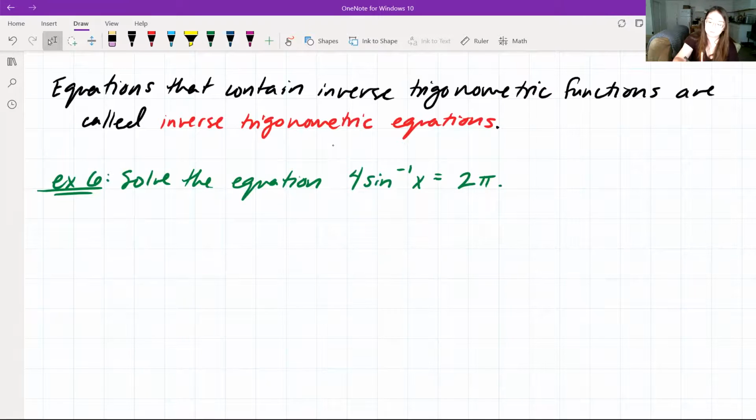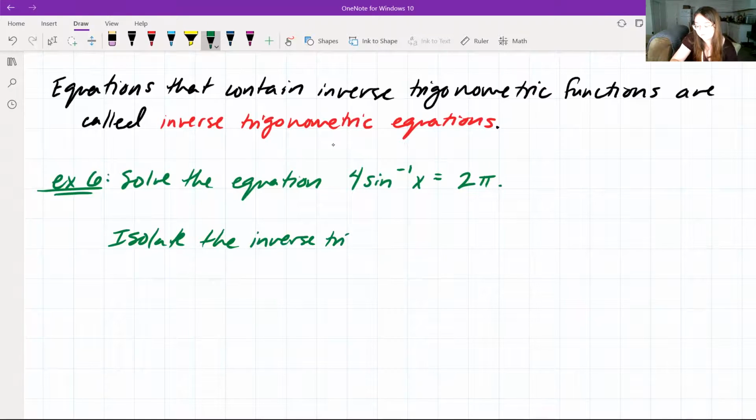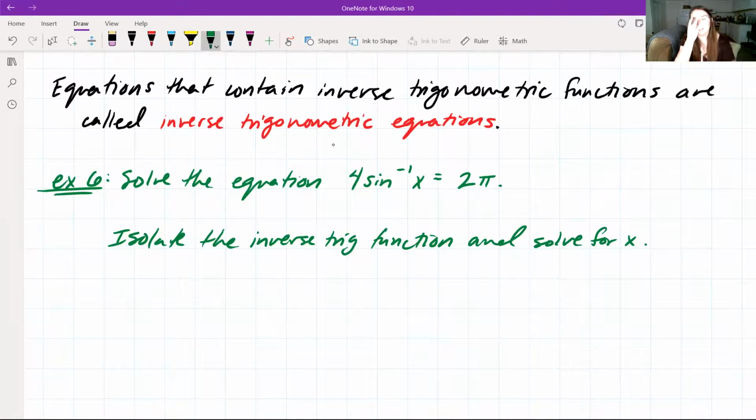So what we want to do here is isolate the inverse trig function and then solve for x. If we have 4 sine inverse of x is equal to 2 pi, one thing that we can definitely do to try and isolate it is divide each side by 4.